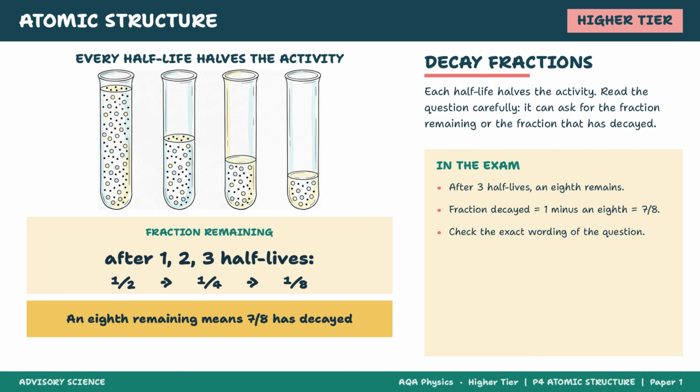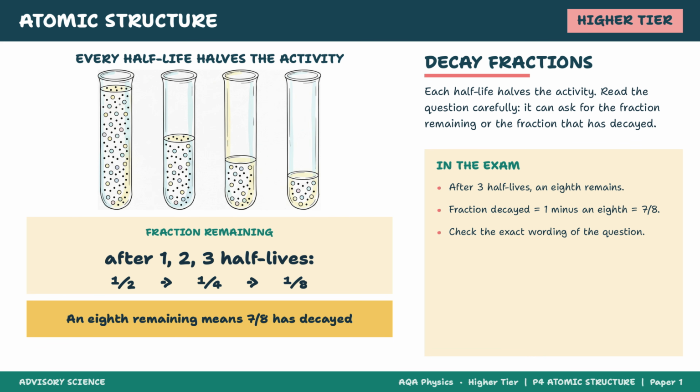After one half-life, the activity falls to a fraction of a half, creating a net decline ratio of 1 to 2. After 2 half-lives, the activity halves again to a quarter, creating a net decline ratio of 1 to 4. After 3 half-lives, it halves once more to an eighth, making the net decline ratio 1 to 8. You must read the wording of these questions with absolute precision under exam conditions.